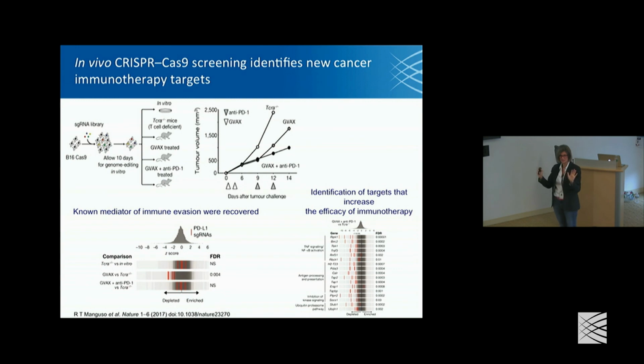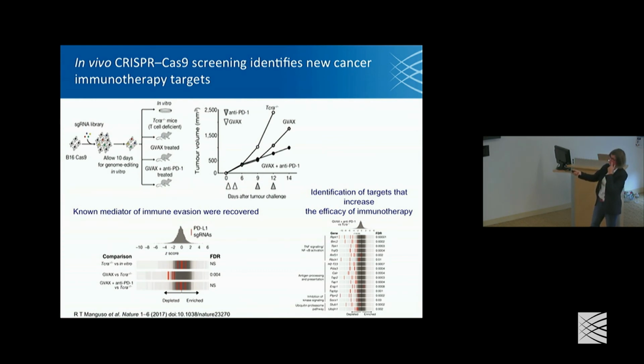The last screen, and this is the last, I promise, is an in vivo screen that Robert Mancuso in Nick Haining's lab did to find new cancer immunotherapy targets. He took B16 cells, engineered them with Cas9, and introduced a library. So this is an in vivo study. Again, you can't do it genome-wide, so he made his own library of 10,000 guides, 2,500 genes, 4 guides each.